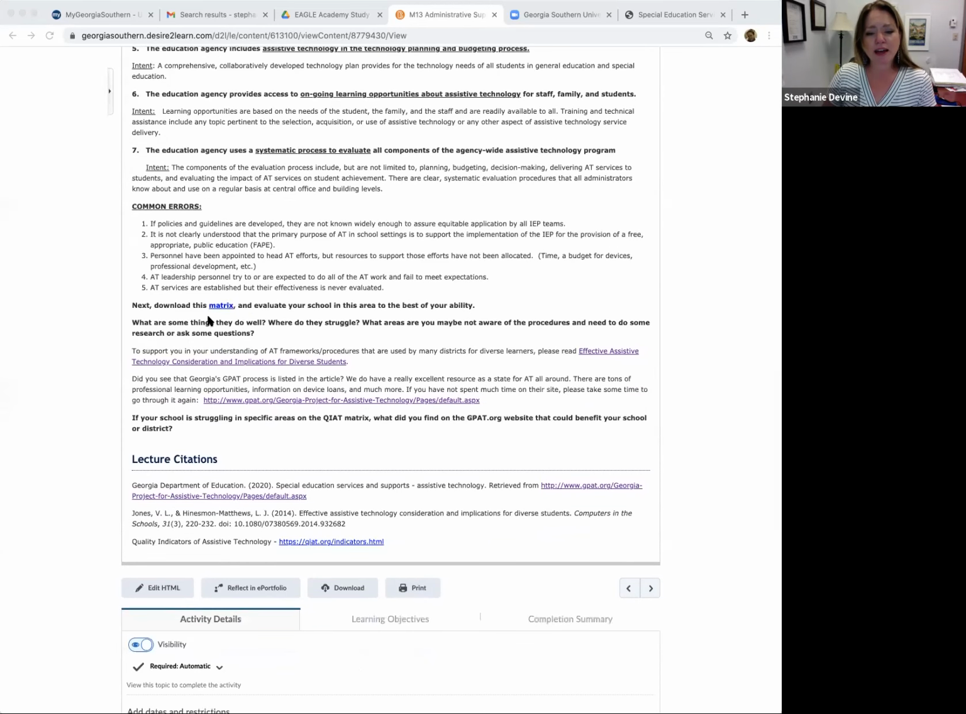So you're going to complete that matrix on your school, and then at the bottom of the matrix are some questions that you see here. You're going to do a little mini reflection, and this doesn't have to be long, a couple sentences for each one there. What are some things that your school district's doing well? Where do they struggle? What are areas you may not be aware of the procedures and need to do some research? I'd like you to do some minimal research at least.